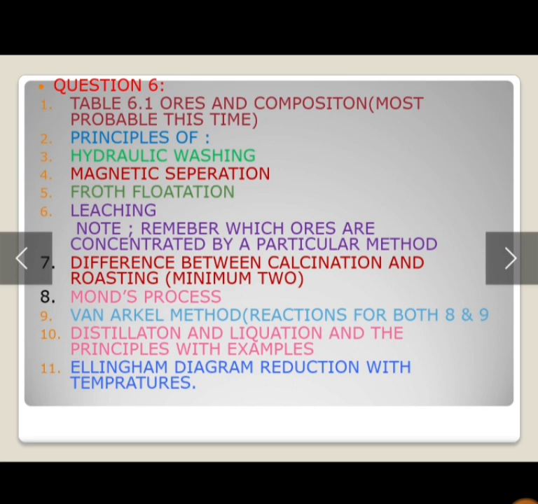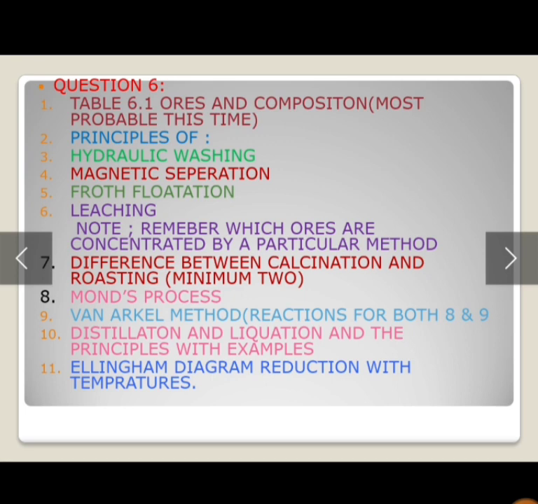Then comes Mond's process and Van Arkel's method. You need to know the reactions and the temperatures. Temperatures are very important over here. Next comes, this is the point where even I used to get confused, so I would like to tell you about distillation and liquefaction: what are the principles and examples. Here you need to keenly observe which has the melting point and which has the boiling point, high and low. Just note it down and make one set of notes according to my questions, and I promise you the questions will definitely appear from these things.